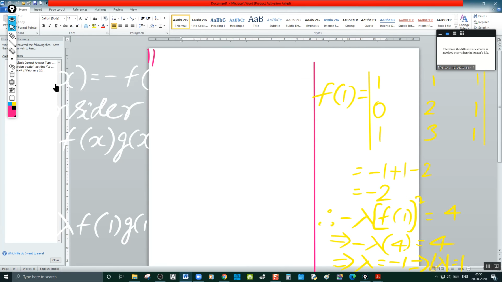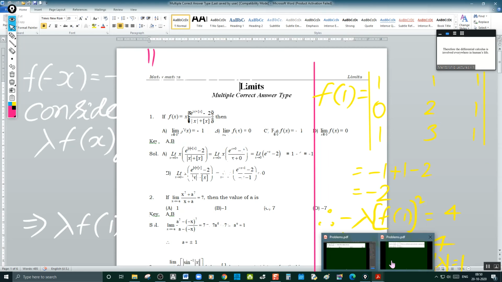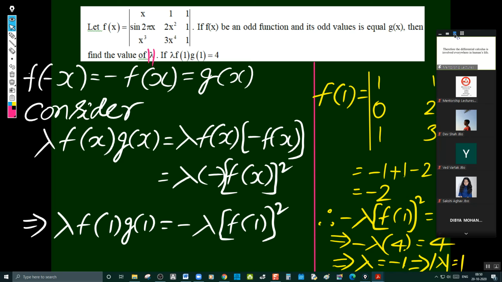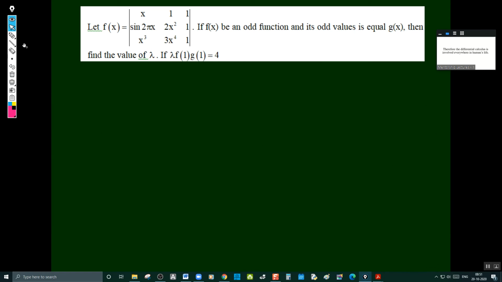And I solved the problem in a different way. Who said that? Rachit? No, sir, Vedant. Vedant. Okay. Now it's clear, but lambda must contain modulus there. It's an absolute value. Okay.